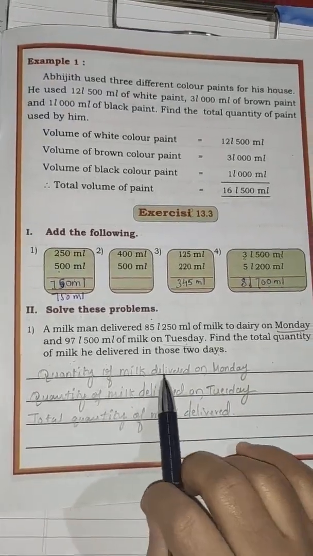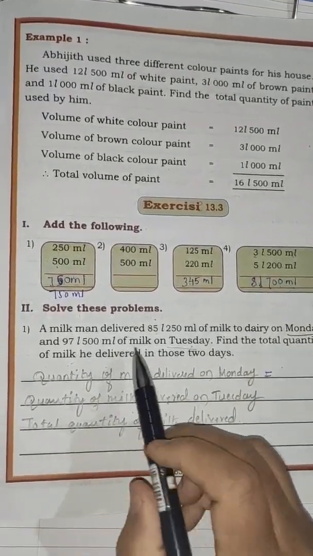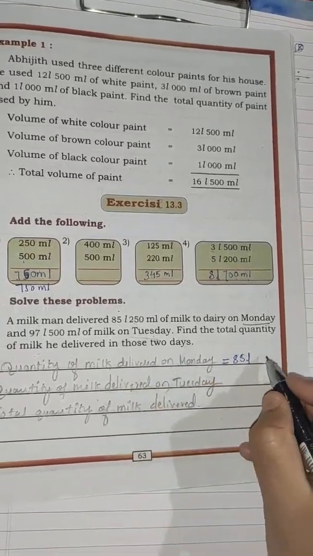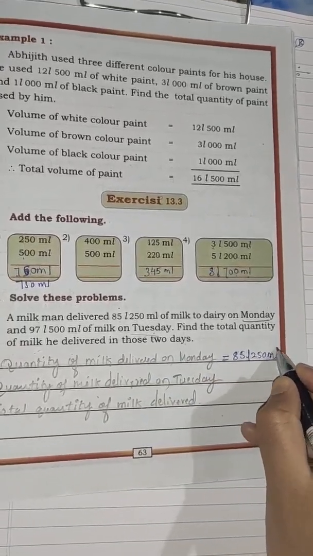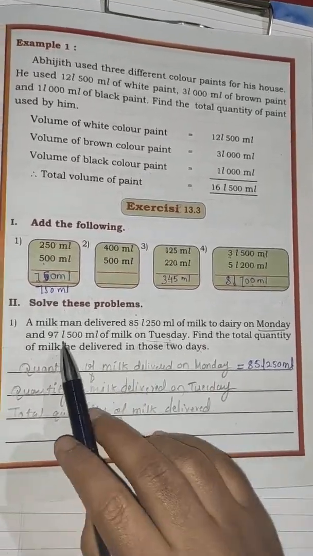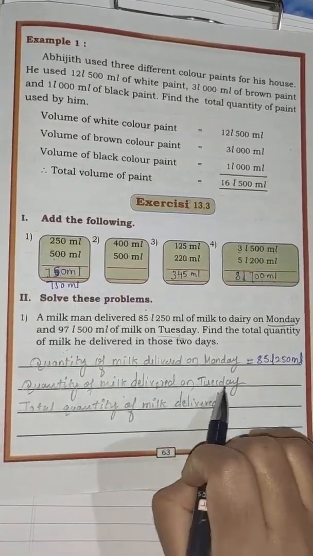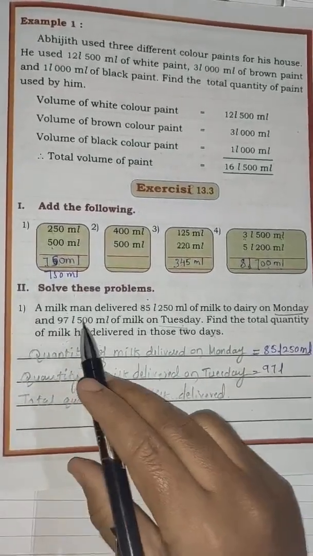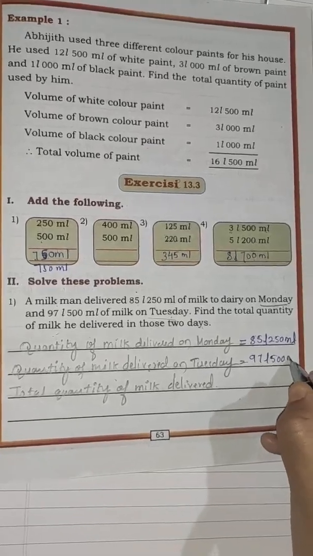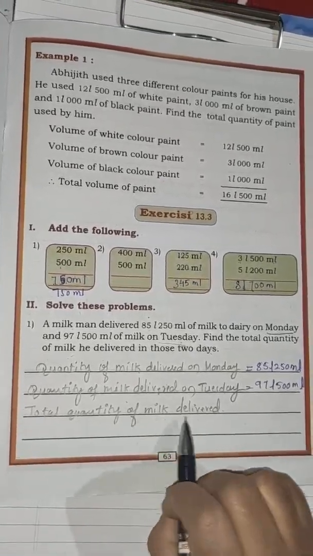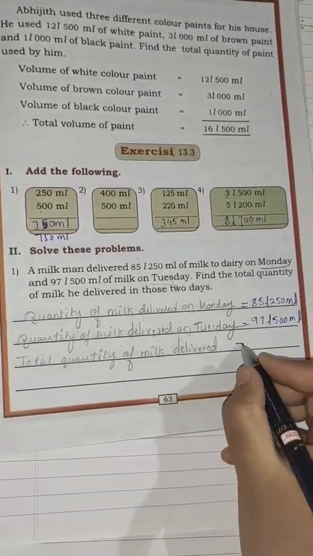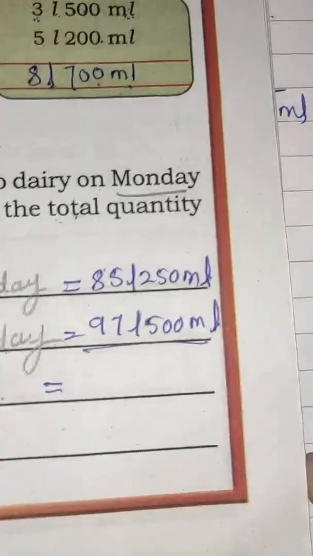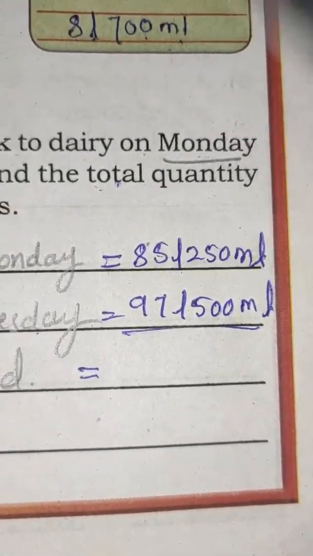So quantity of milk delivered on Monday, how much is it? 85 liter 250 milliliter. Next, quantity of milk delivered on Tuesday is equal to 97 liter 500 milliliter. Next, total quantity of milk delivered. Okay, you have to add it. Total means what? You have to add, isn't it? So let's add it. First you have to add the milliliter, then you go for the liter.